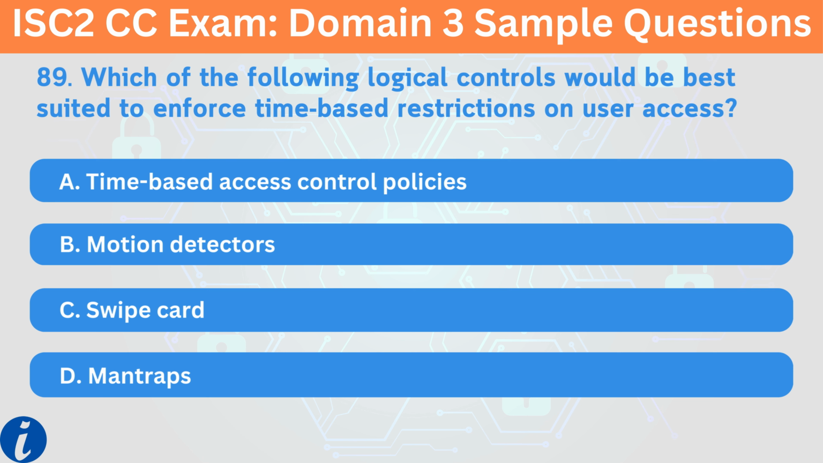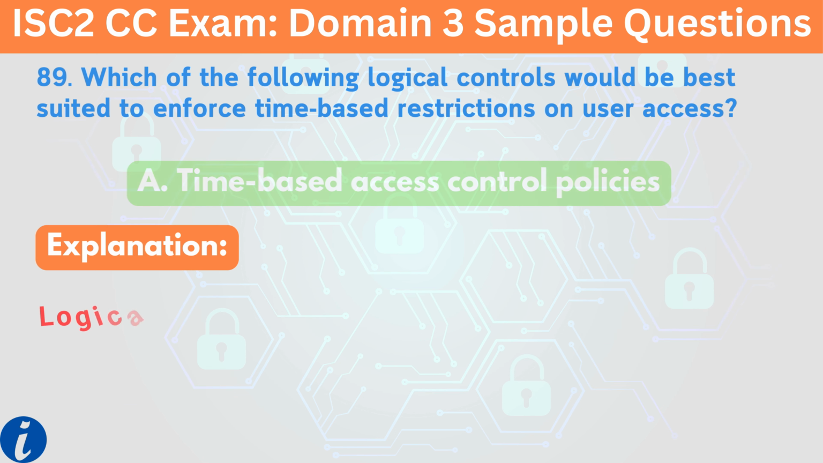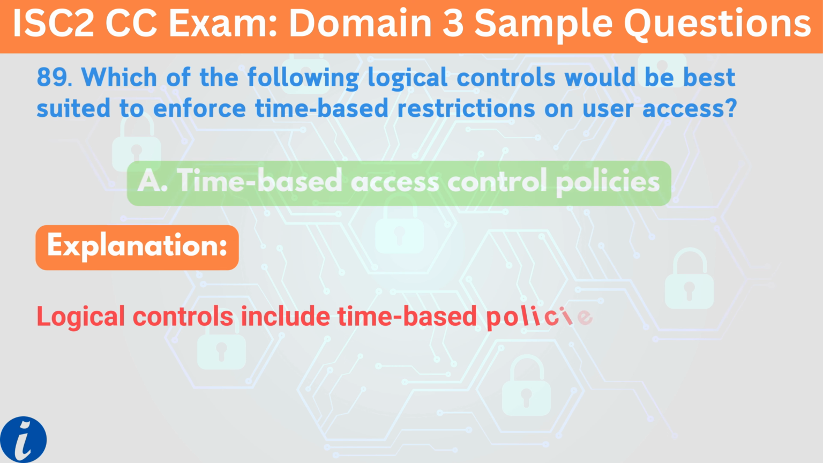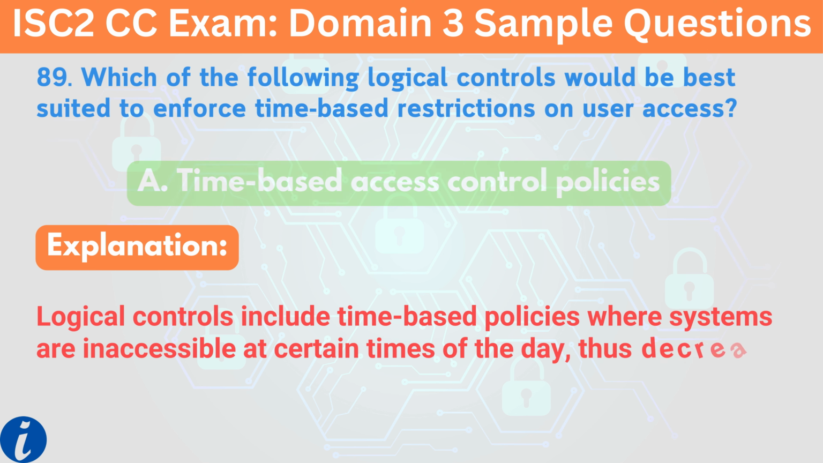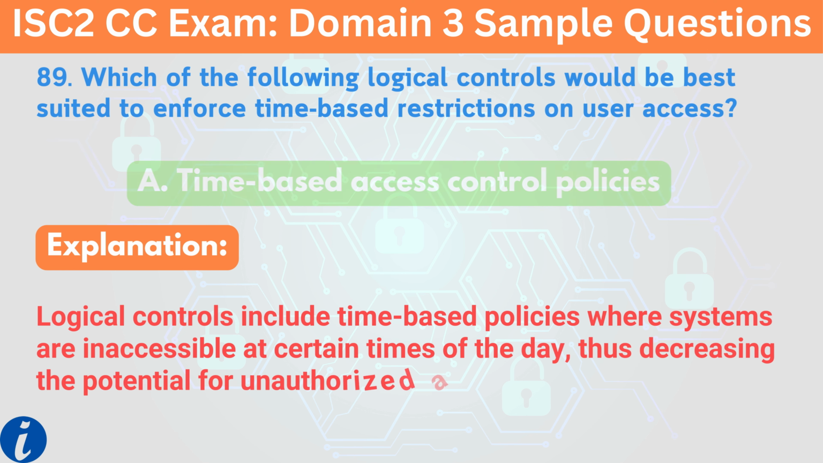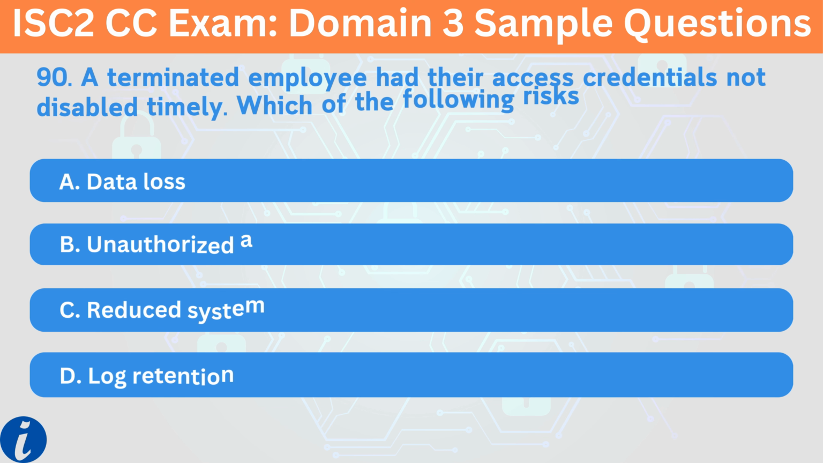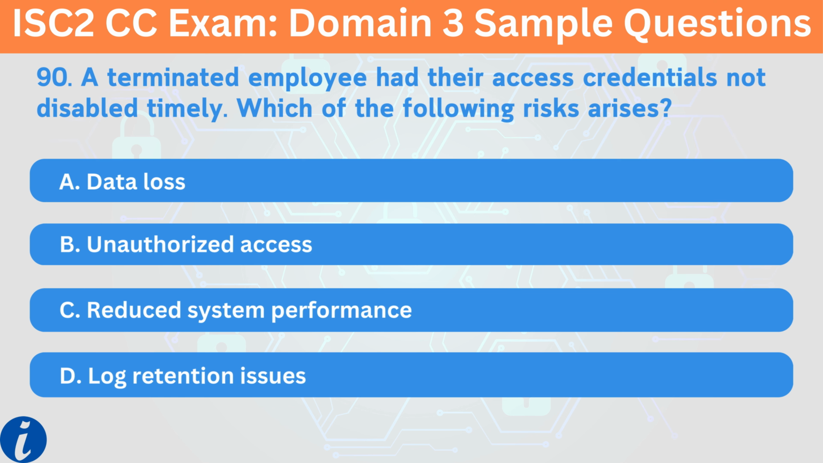A. Time-based access control policies. B. Motion detectors. C. Swipe card. D. Mantraps. The correct answer is A. Time-based access control policies. Explanation. Logical controls include time-based policies where systems are inaccessible at certain times of the day, thus decreasing the potential for unauthorized access. 90. A terminated employee had their access credentials not disabled timely.